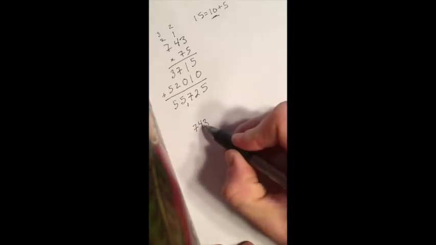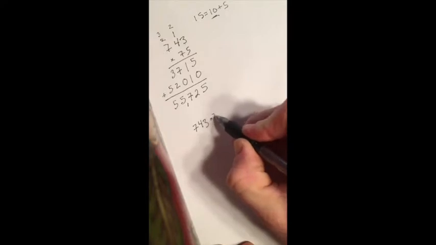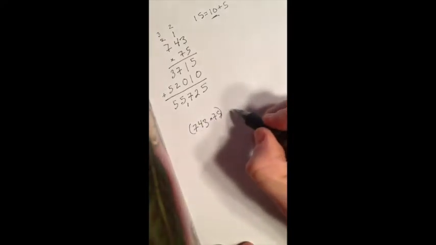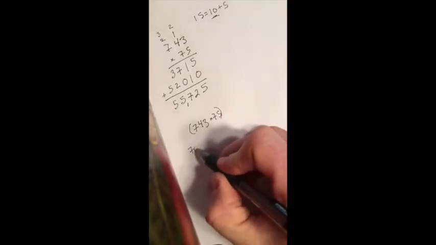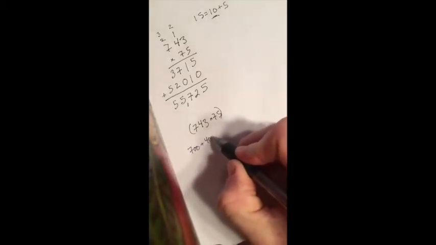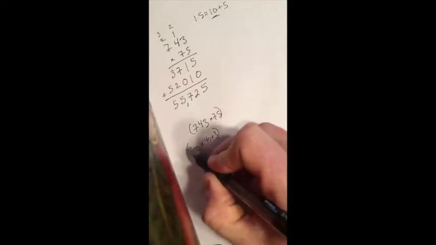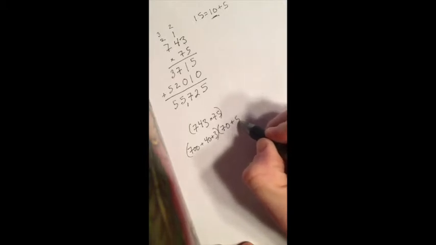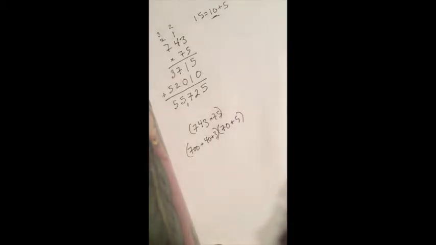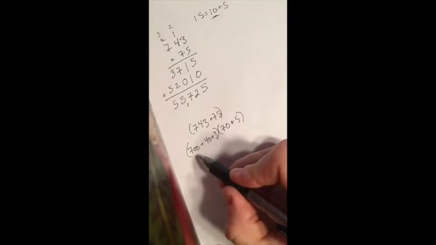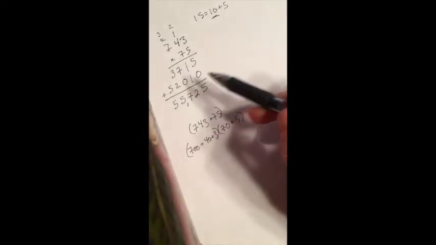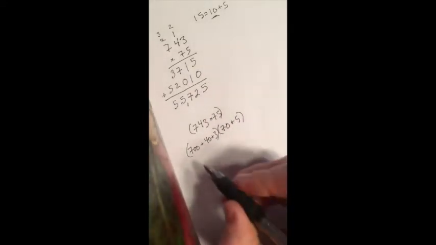we look at 743 times 75, this is really just 700 plus 40 plus 3 times 70 plus 5. And we can use the distributive property to multiply all of these terms by each other to prove that our algorithm up here is actually doing its job and working correctly.